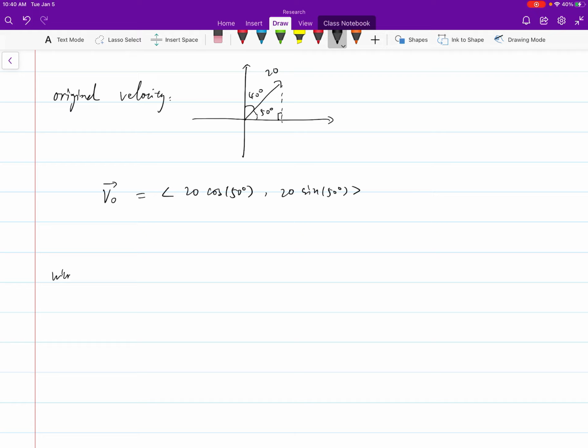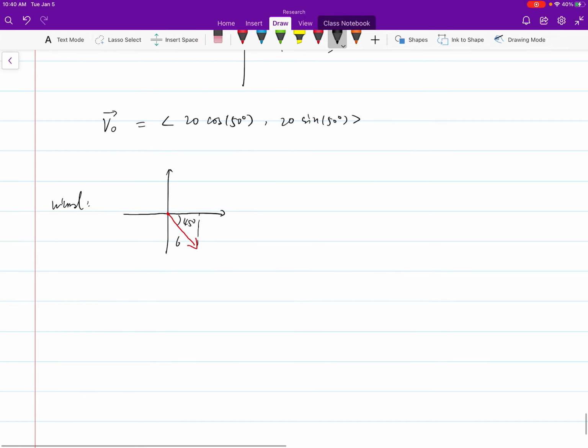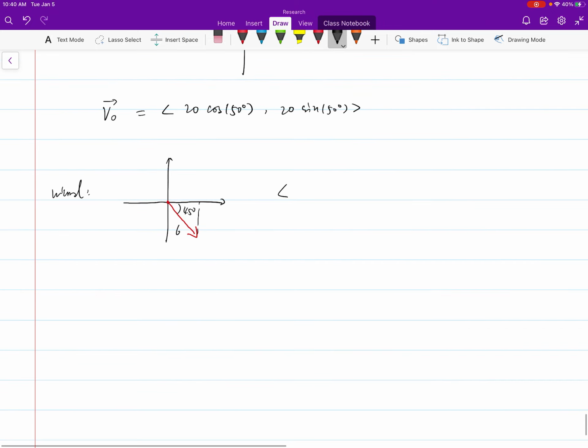Okay. What about the wind? Well, the wind is coming from the northwest, but remember, we want standardized, so you start from here. Northwest basically means towards southeast with a 45-degree angle. Moreover, we know the length is 6 miles per hour. Therefore, the wind gives you 6 times cosine 45 degrees. Pay attention, the vertical is going to be negative 6 sine 45 degrees. Okay, negative.